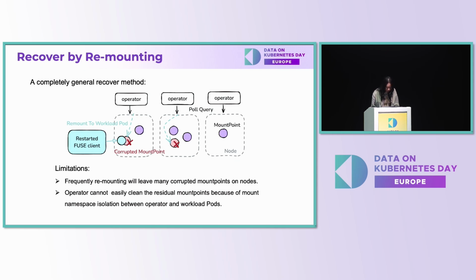Every time the remount happens, it will leave a broken mount point on node, and if the Fuse clients exit frequently, the huge amount of the mount points may take extra overhead and make the performance of the nodes worse. Unfortunately, the operator cannot easily clean these residual mount points because it's in a different mount namespace than the workload.